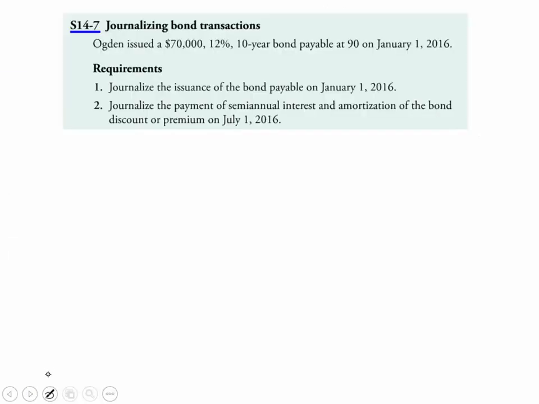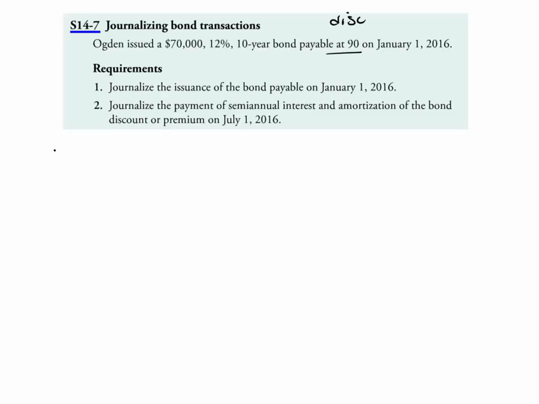All right, so let's look at one here. On this one, Ogden issued $70,000, 12%, 10-year bonds payable at 90 on January 1st, 2016. So at 90 means they issued it at a discount. That means the cash they got up front when they issued the bonds is less than the amount they're going to have to pay back. Basically, they got 90% of the cash. So we're going to issue that, and then we're going to pay interest.